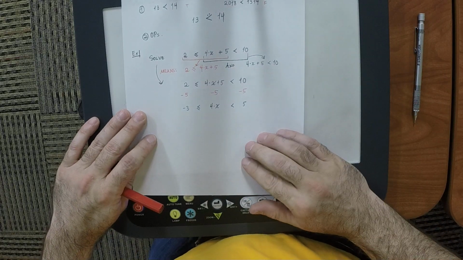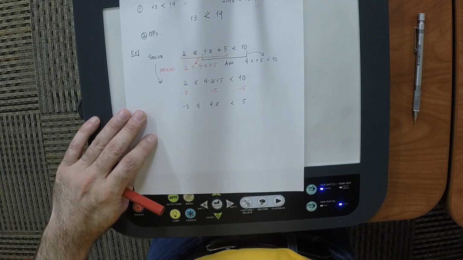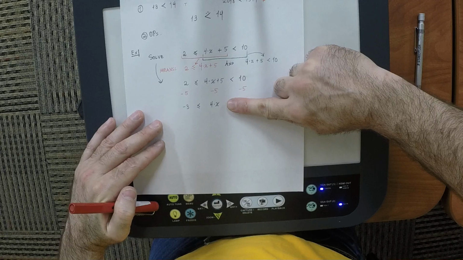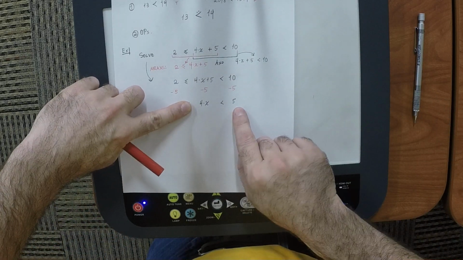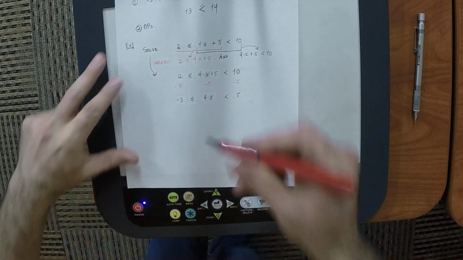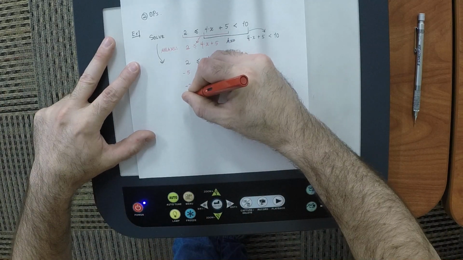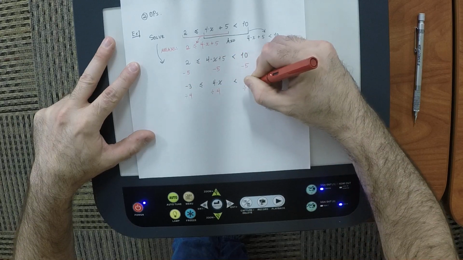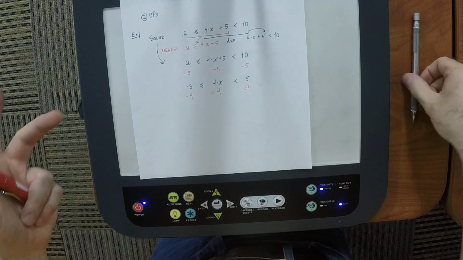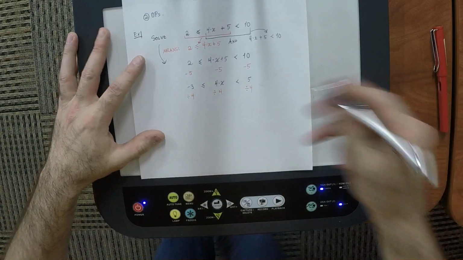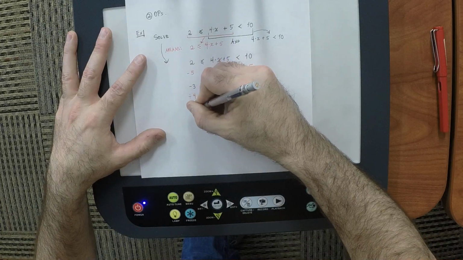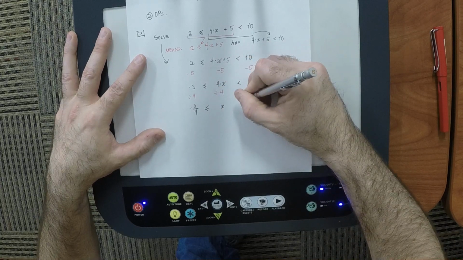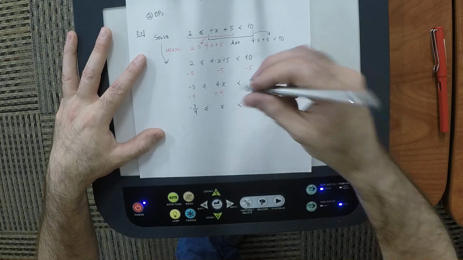Okay. Now what? Divide by 4, for similar reasons. Because if it was just that inequality, we'd want to divide by 4, and if it was just that inequality, we'd want to divide by 4. So will we need to flip the direction? No. So -3/4 is less than or equal to x, which is less than 5/4.